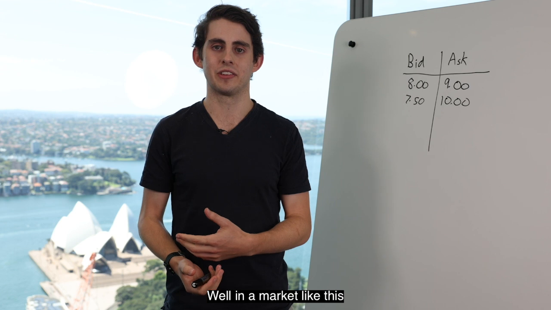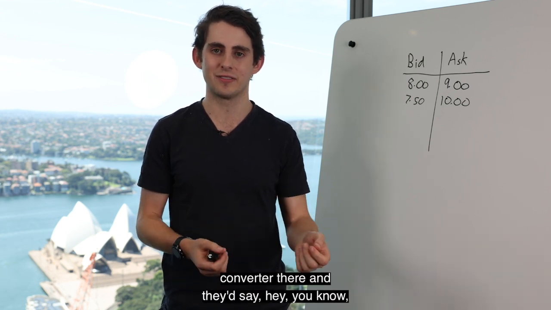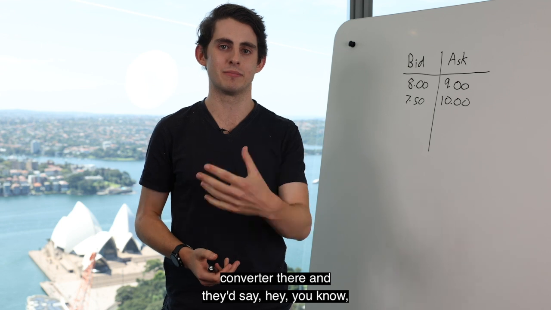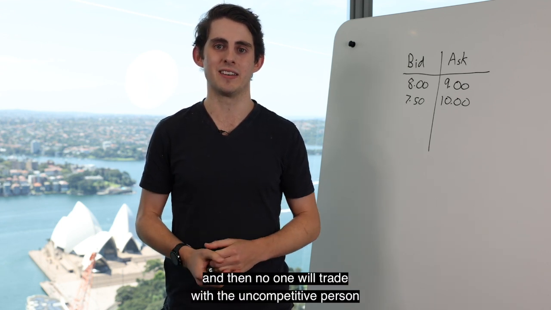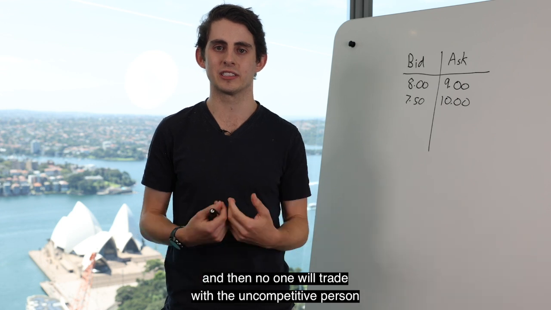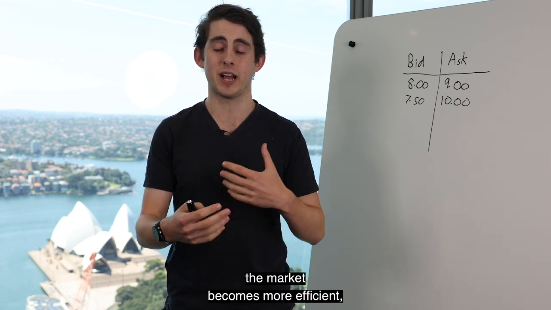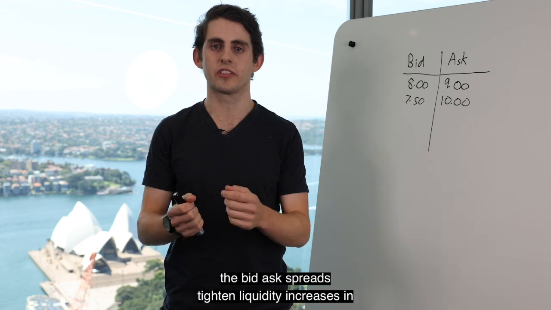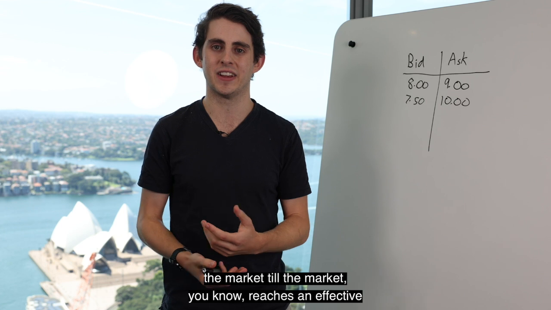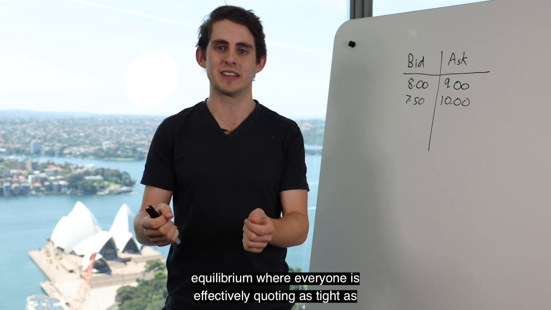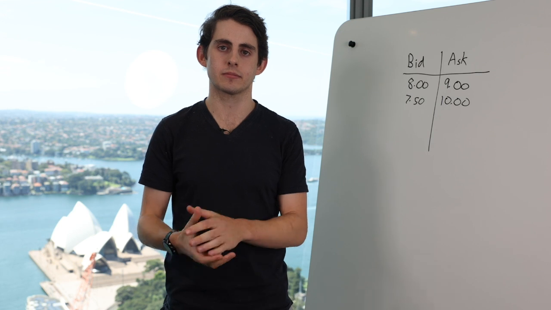Well, in a market like this, other people could just join. Someone could see there's a very uncompetitive currency converter there, and they'd say, hey, I'll set up shop at the airport. I'll make my prices a little bit better. And then no one will trade with the uncompetitive person. They'll trade with me. So more people join the market. The market becomes more efficient. The bid-ask spreads tighten. Liquidity increases in the market, till the market reaches an effective equilibrium where everyone is effectively quoting as tight a spread as they can without losing money.